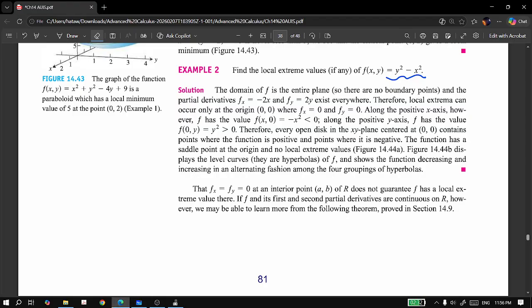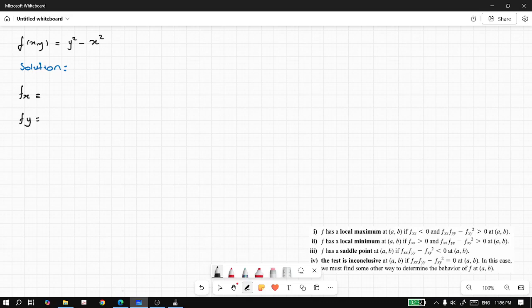Okay, so coming to the second example, again, it requires us to find the local extreme values for the function that is given to us as y squared minus x squared. So now we're going to find its critical number, sorry, and then check whether it has got local extrema or not.